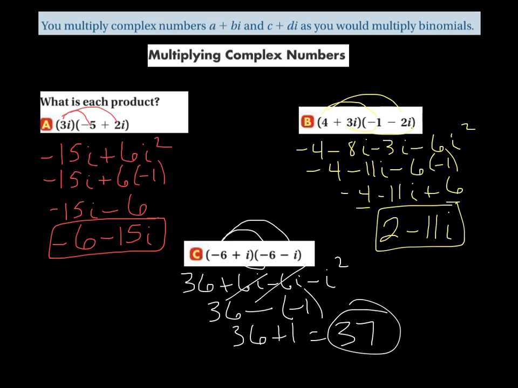So we'll look at some more of these examples of adding, subtracting, and multiplying, and we'll get some more practice with these in class tomorrow.